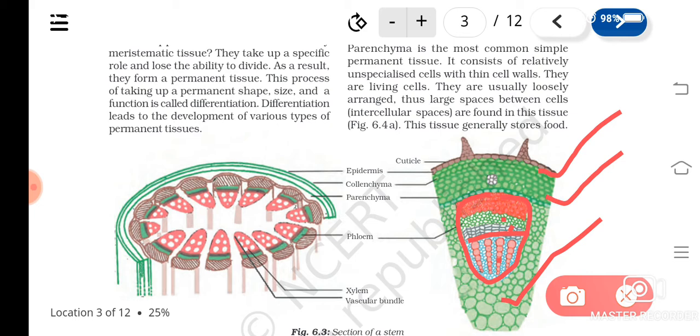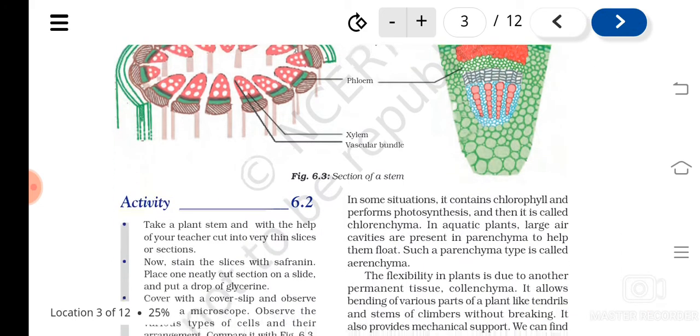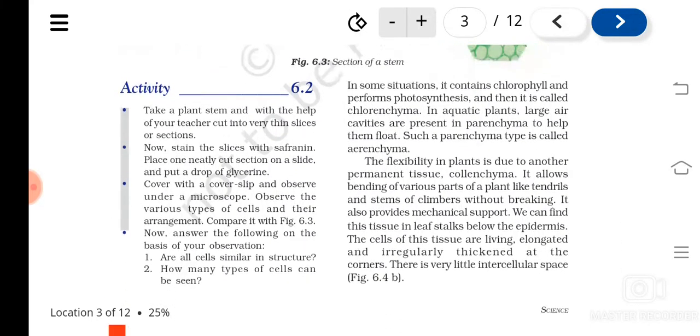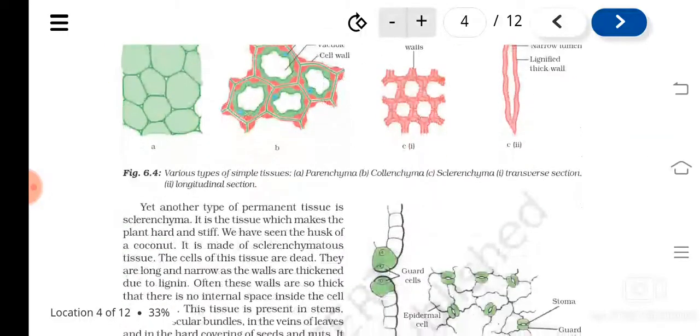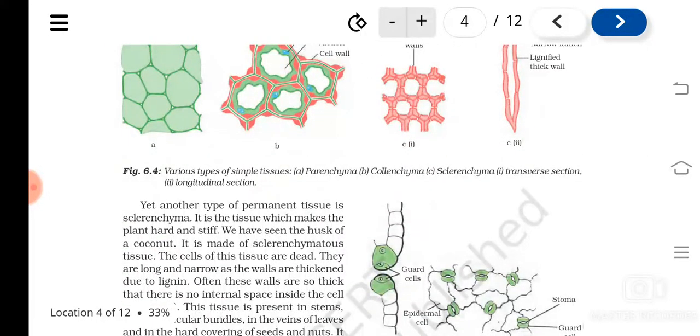Cuticle, epidermis, then cortex, which can be collenchymatous and parenchymatous. Then you can see the vascular bundle, inside that xylem and phloem are arranged. Like here, the pith is mainly made up of parenchymatous cells. Like this, you can see various tissue systems.